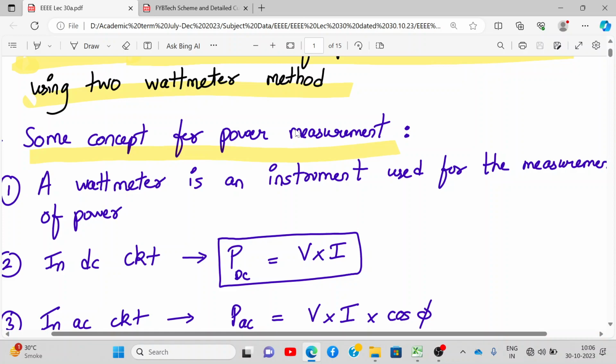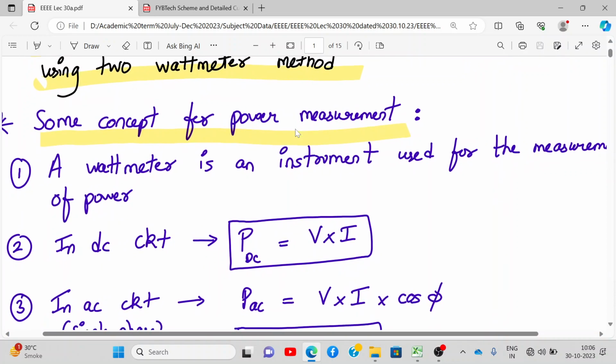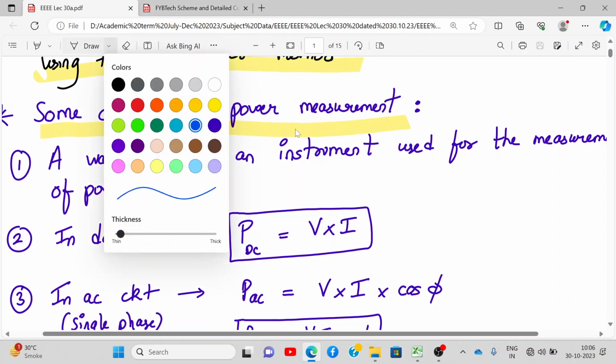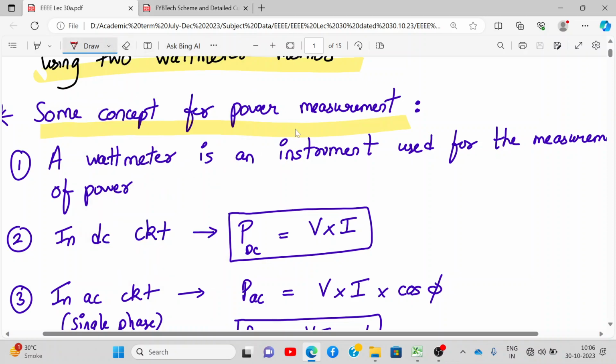So we'll discuss first some of the concepts related to power measurement. Okay. First of all, we'll start with the definition of wattmeter. Now, what is a wattmeter? Anyone knows? A wattmeter is an electrical instrument used for measurement of power. Now, which power are we talking about? Whether it measures active power, reactive power, or apparent power, we'll see now.